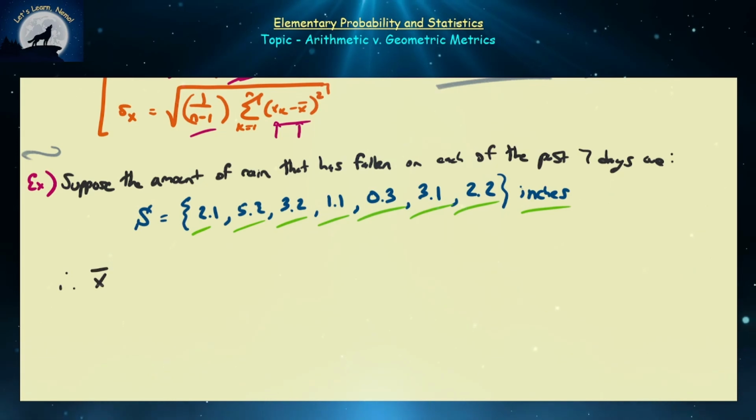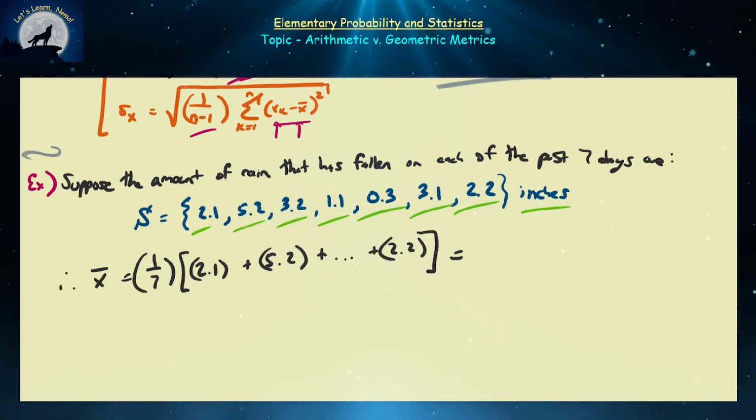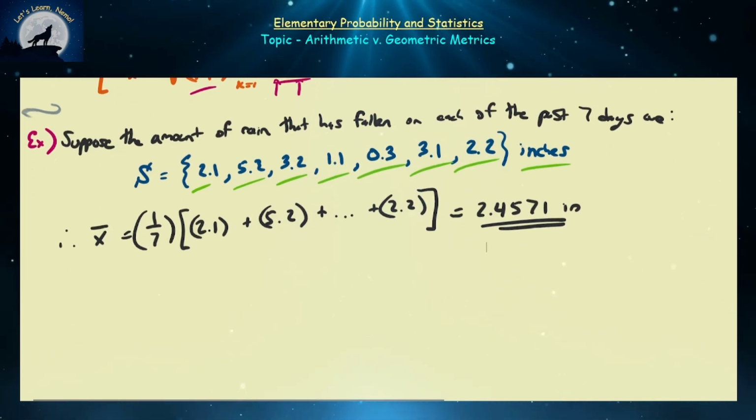So if I were to ask you what is the average rainfall or the arithmetic mean of the rainfall values, you would obviously take the sum and divide by 7. So you would do 2.1 plus 5.2, add all the way down to 2.2, divide by 7, and you're going to find that that's approximately equal to 2.4571 inches. So on average over the past week, it rained 2.45 inches per day.